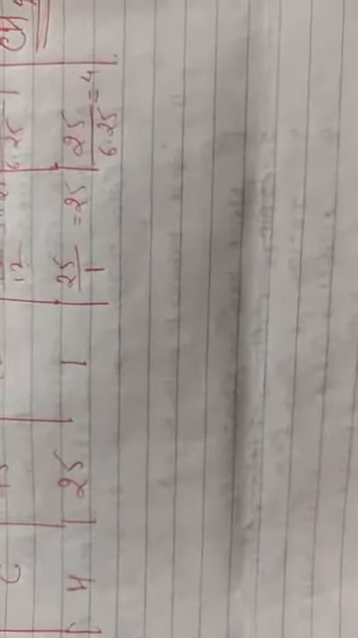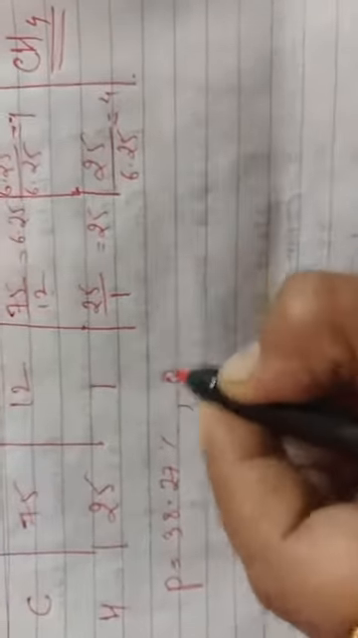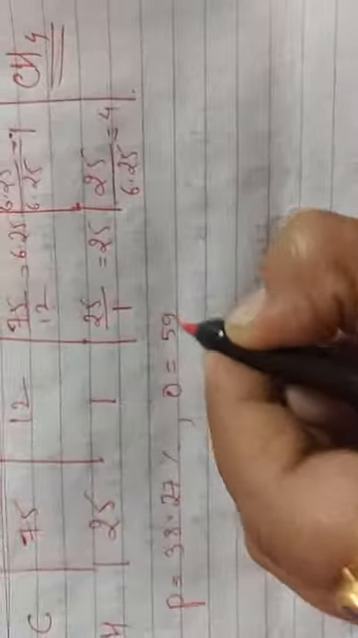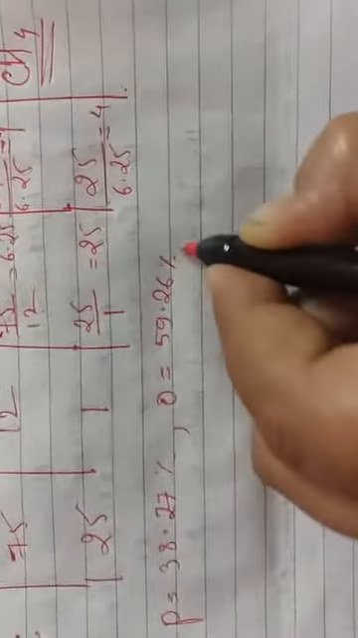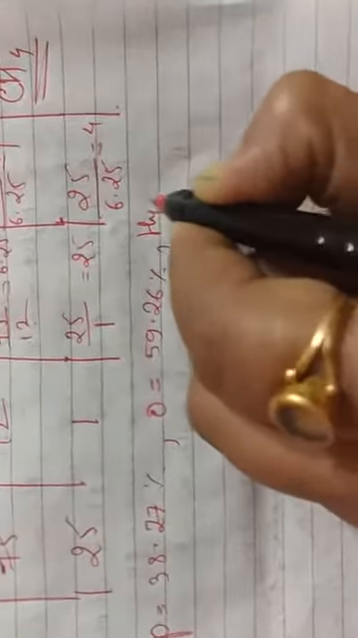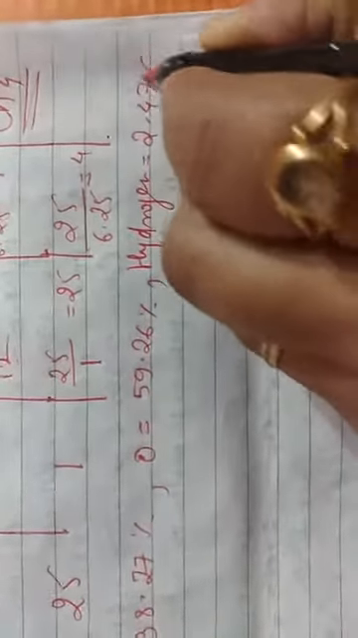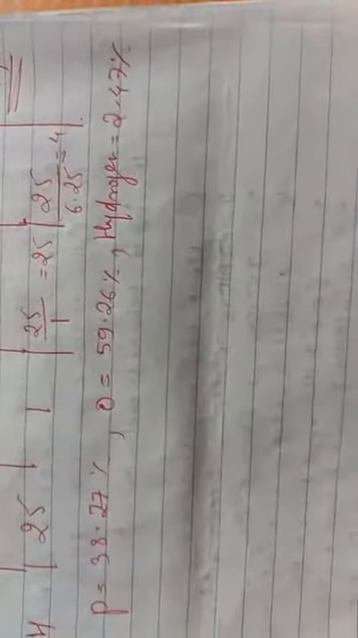Let us see one more example. The question is like this: an acid of phosphorus has the following percent composition. Phosphorus 38.27%, oxygen 59.26%, and the third element, hydrogen, 2.47%. Find the empirical formula of that acid and its molecular weight.